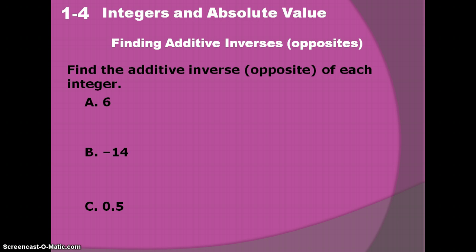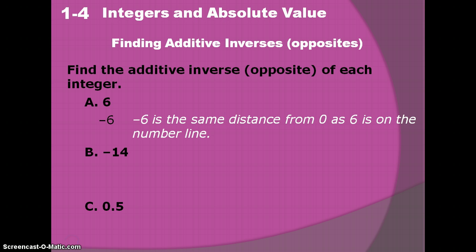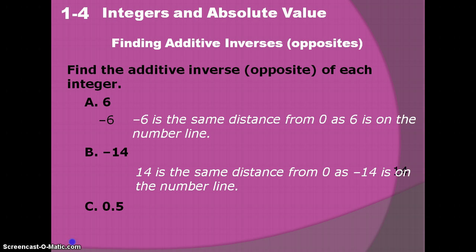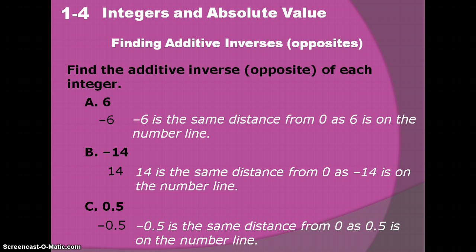Let's find the additive inverse, which we said is the same as the opposite of each integer. If the number is 6, the additive inverse or opposite is -6. If the number is -14, the opposite is +14. And we can do the same with decimals. If it's 0.5, the opposite is -0.5.